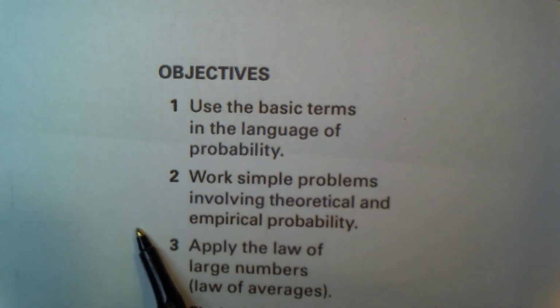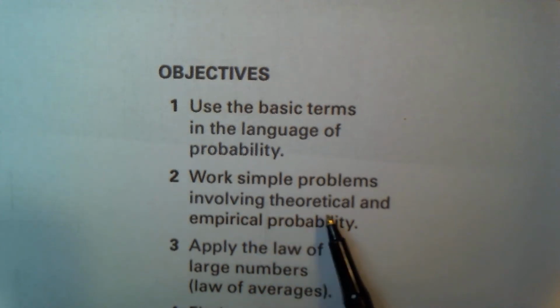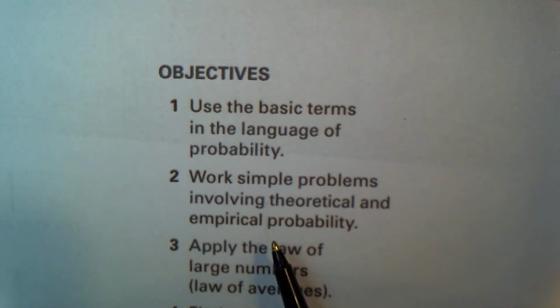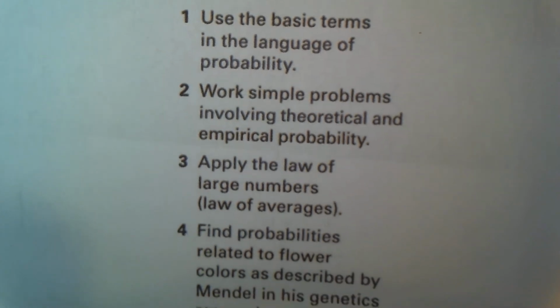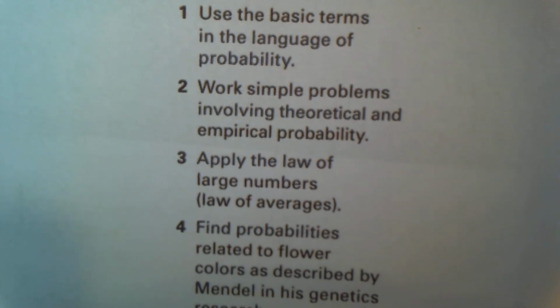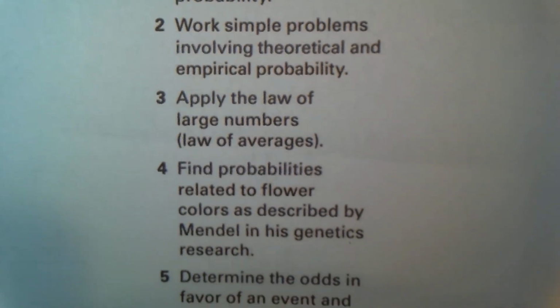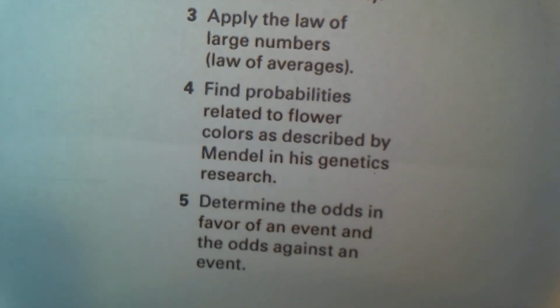Then we're going to work some simple problems involving theoretical and empirical probability. So again, some words stand out. You have to know what is meant by theoretical probability and empirical probability. And then we apply the law of large numbers, or the law of averages. And then number 4, we find the probabilities related to flower colors as described by Mendel in his genetics research, which was done hundreds of years ago. And then we'll be talking about determining the odds in favor of an event and the odds against an event.